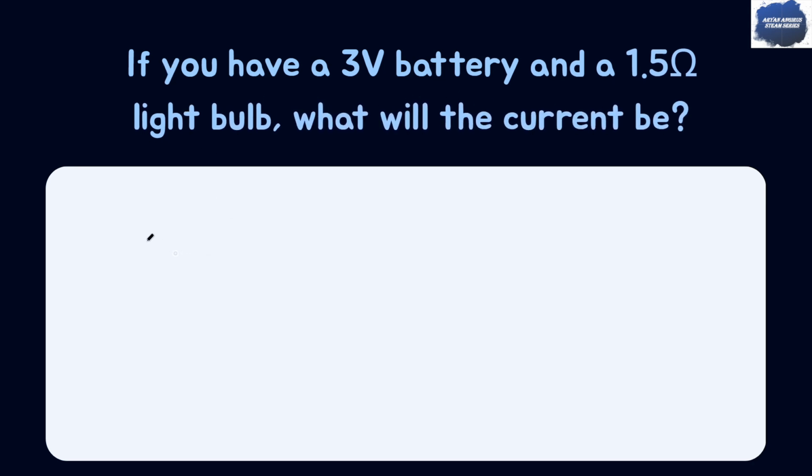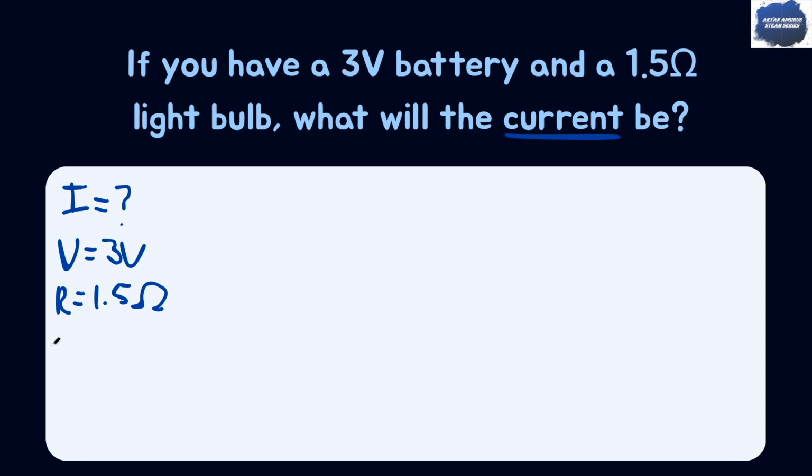Next, this one is slightly harder. So before, we used directly Ohm's law. We didn't have to change it in any way. But in this, we're trying to find current. So that means we're going to have to change the formula around a little bit. So we're trying to find current. So I is equal to question mark. We have volts, which is 3 volts. And we have resistance, which is 1.5 ohms, and we have the base formula.